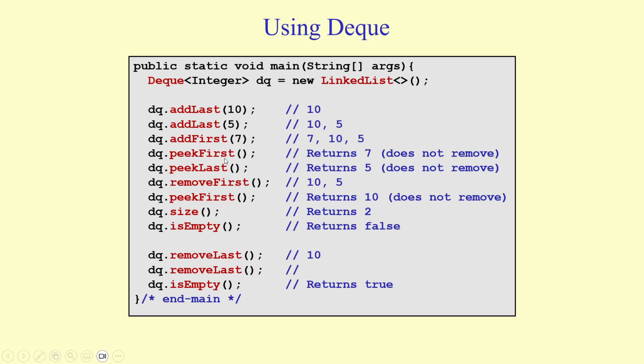If I say peekFirst, give me the element at the front, it will be 7. If I say peekLast, give me the element at the end, that will be 5. So I did not remove them yet. Now I'm removing the first element of the deque, so 7 will be returned and removed from the deque. So the deque now contains 10 and 5. This time, if I say peekFirst, I should be getting 10. What is the size? It's 2. And is it empty? No. Now I say removeLast. That's going to remove 5 and return it, and then removeLast again, so 10 will be removed. And if I now ask, is the deque empty?